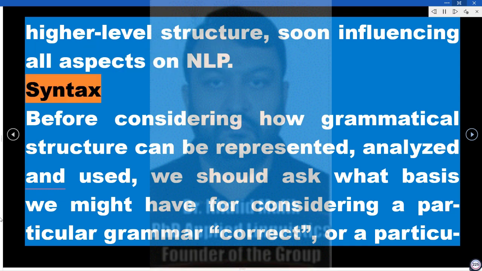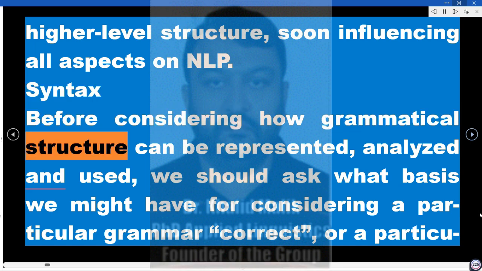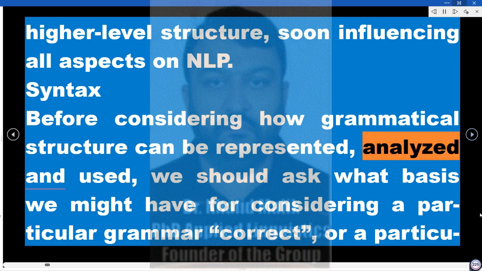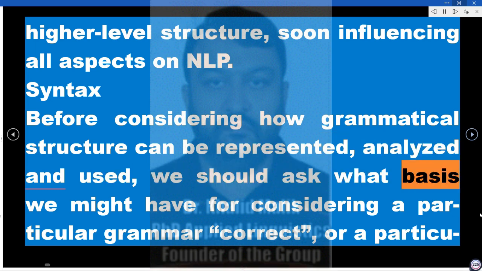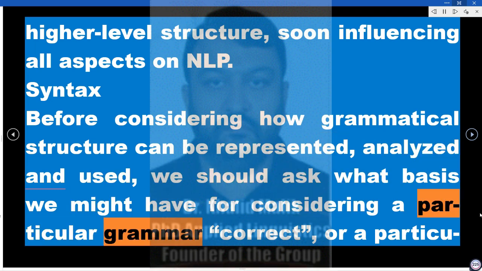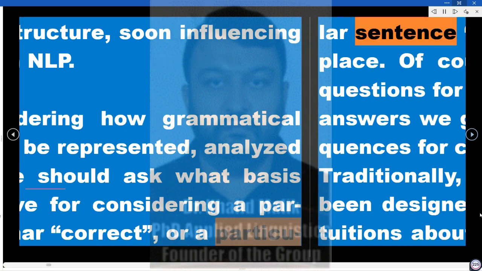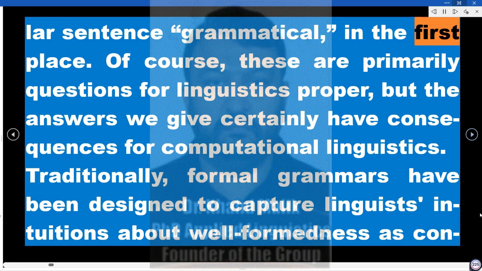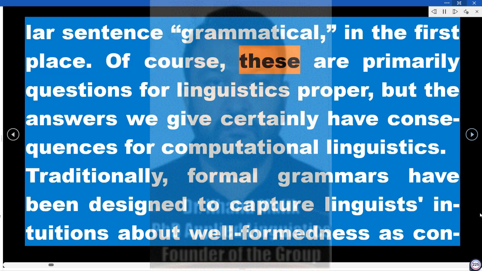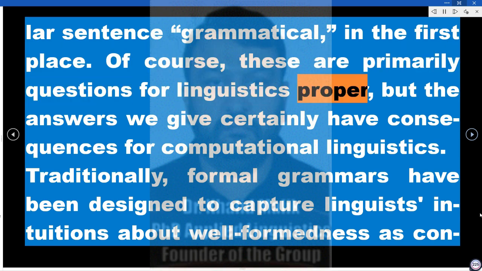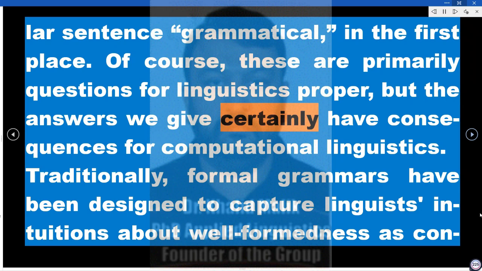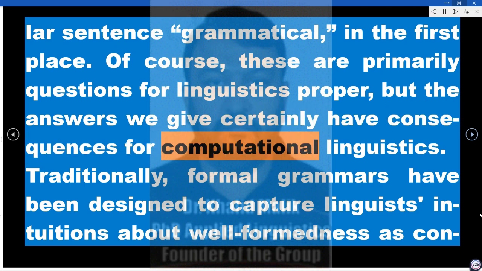Syntax. Before considering how grammatical structure can be represented, analyzed and used, we should ask what basis we might have for considering a particular grammar correct, or a particular sentence grammatical, in the first place. Of course, these are primarily questions for linguistics proper, but the answers we give certainly have consequences for computational linguistics.